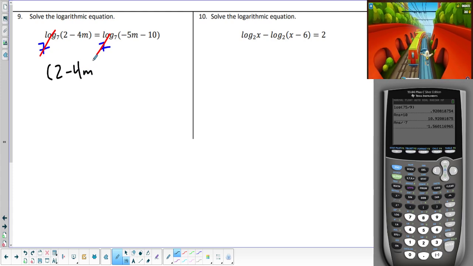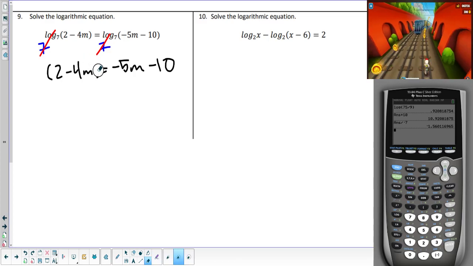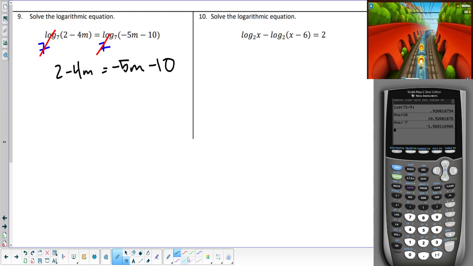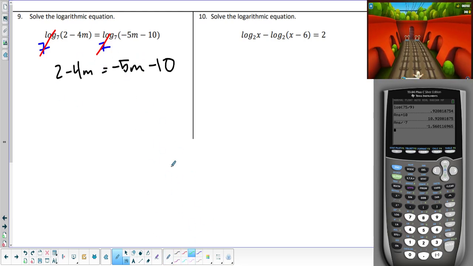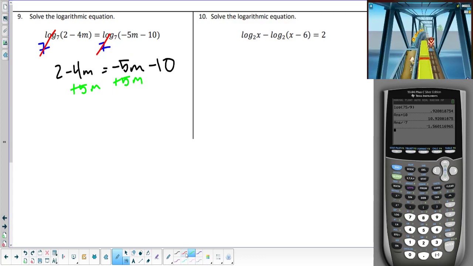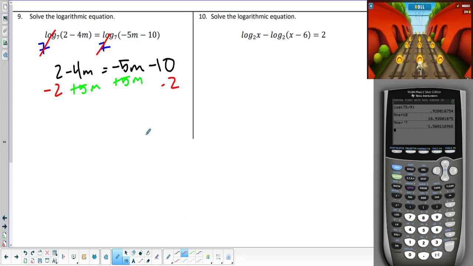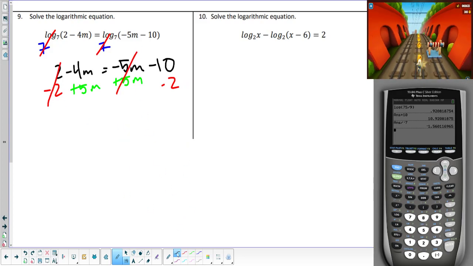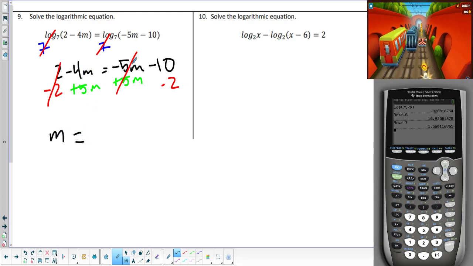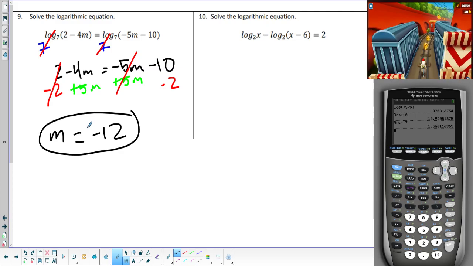2 minus 4m is equal to negative 5m minus 10. I don't know why I did the parentheses here. You don't need them. And now this is once again just an algebra problem, right? We're just solving for m. And so I'm going to add 5m to both sides to get my m's over on the left, and then I'll subtract this 2 to get all the numbers off to the right. Those cancel, these cancel. I'm left with a singular m, because it's negative 4m plus 5m equals negative 10 minus 2, which is negative 12. And that's your answer. Right?